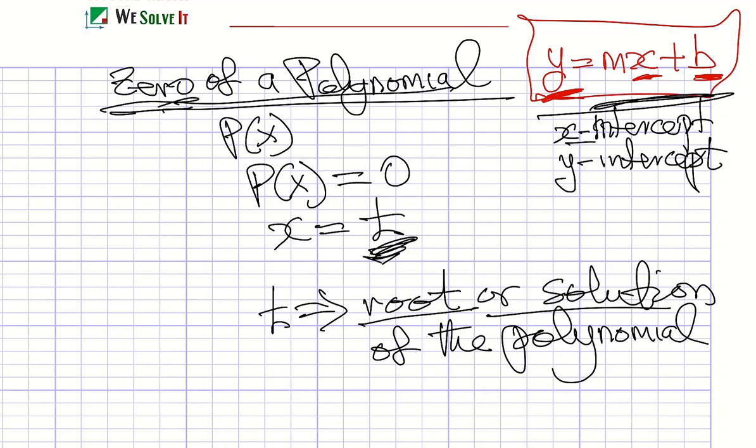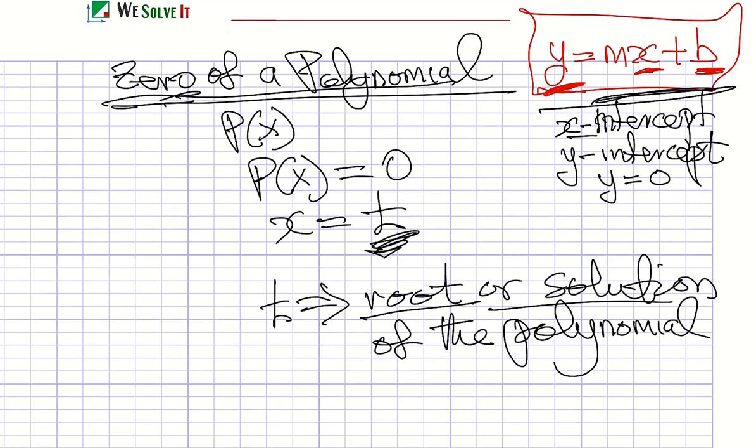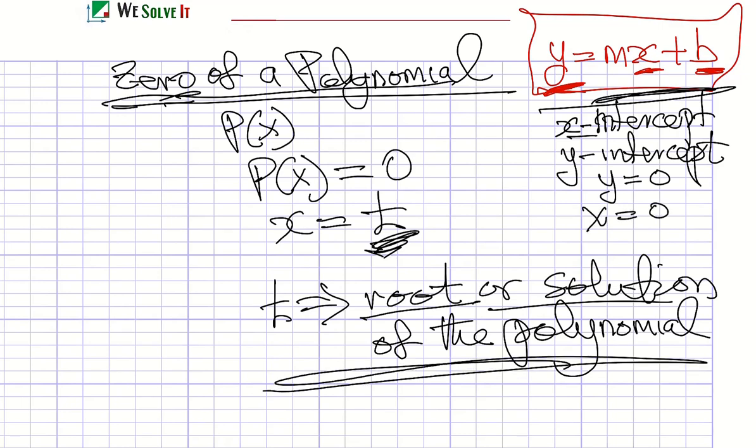You find the x-intercept by setting y equal to 0. You find the y-intercept by setting x equal to 0. So that's the same idea here. If you set the polynomial equal to 0, then you find that particular constant that solves the equation. That constant is called the root of the polynomial or the solution of the polynomial. Just keep that in mind, we're going to use that a lot when we start solving problems.